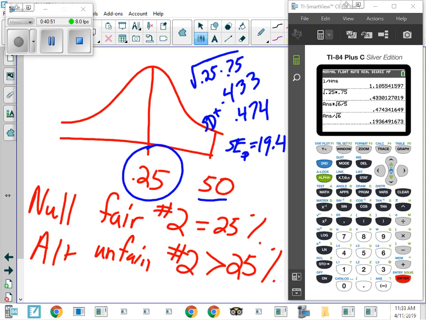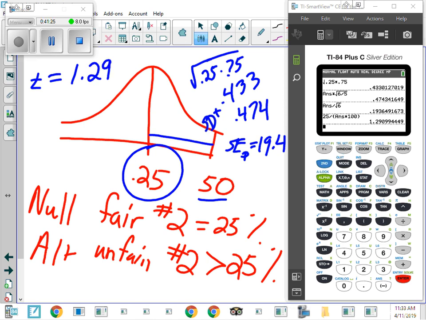Okay. Now I need to calculate a t value. So I find the difference, which is 25, and I divide that by my answer times 100. I'm turning it into a percentage. And I get a t-score of 1.29.